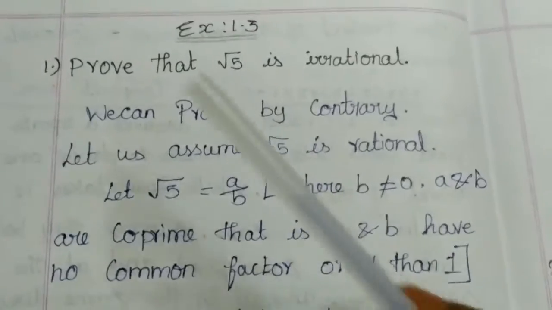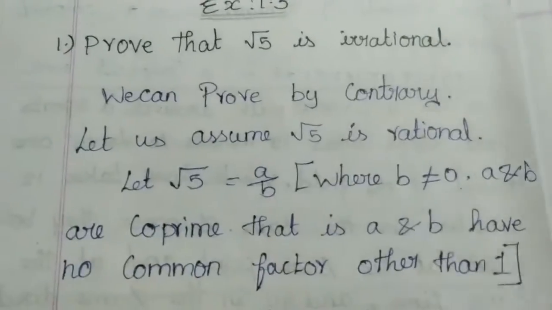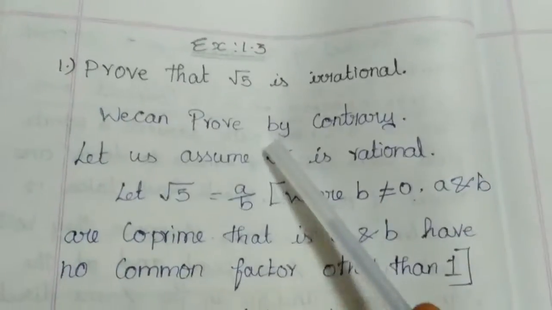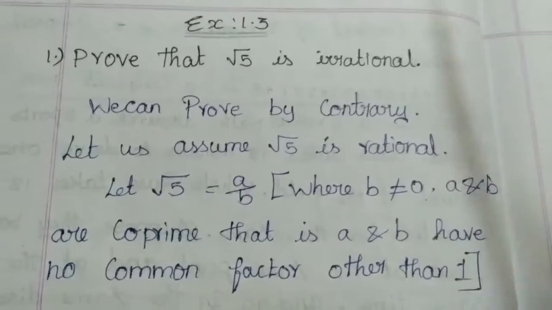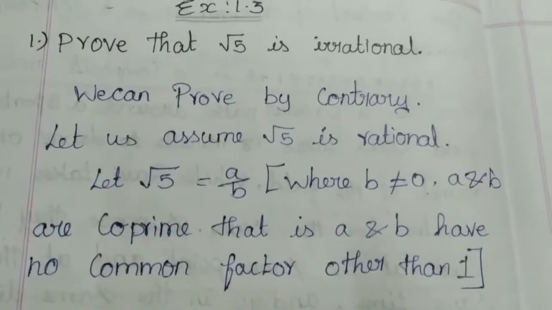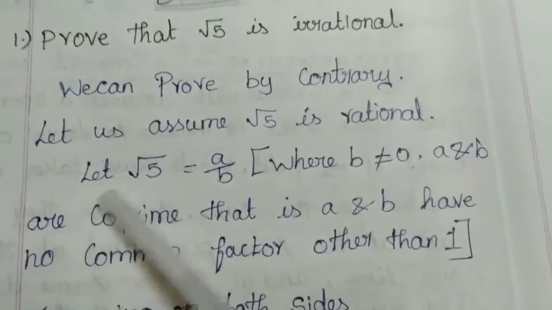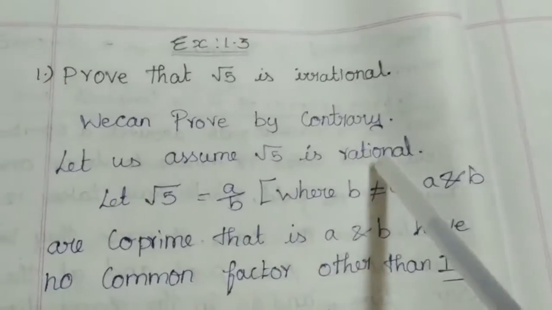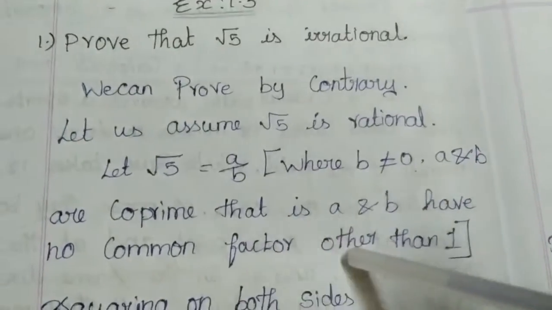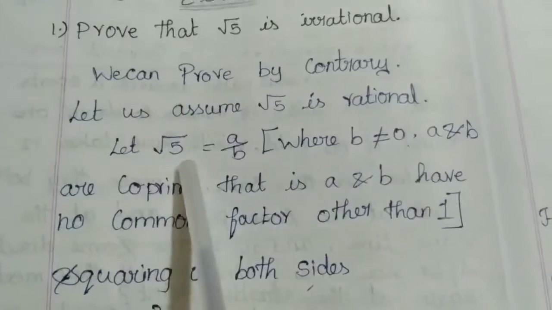In the number system, there are only two types of numbers: rational or irrational. If you take any number, it will come under rational or irrational. So let us assume root 5 is rational. If I take it as wrong, then the answer should also come out wrong. I will show you. So let root 5 be rational.